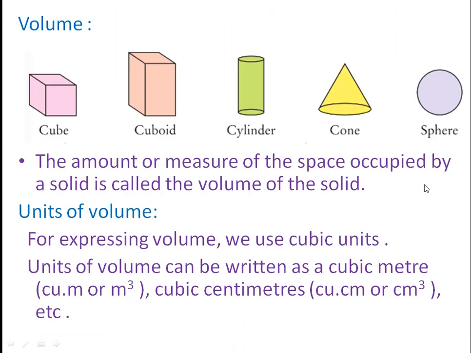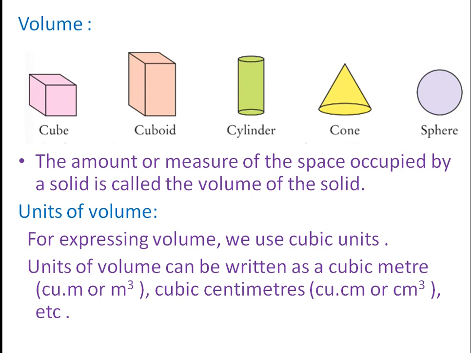See here. Next concept is the volume. What is the volume first? The amount or measure of the space occupied by a solid is called the volume of the solid. Okay, means here volume is the amount of the space occupied by 3D figures. That is the volume.